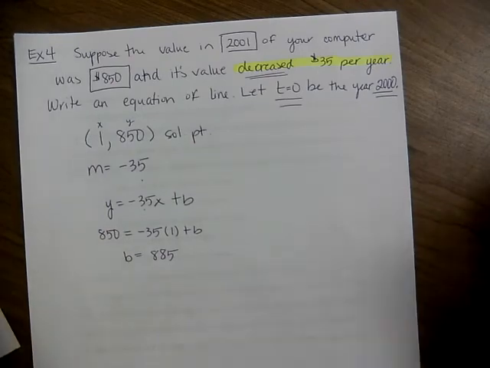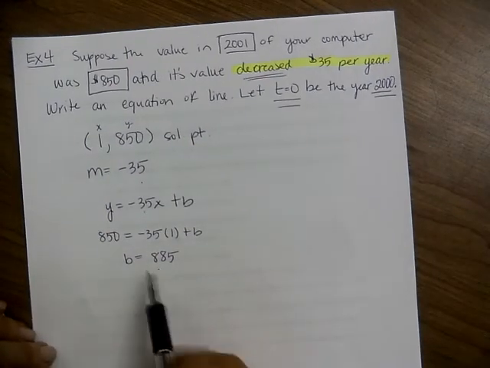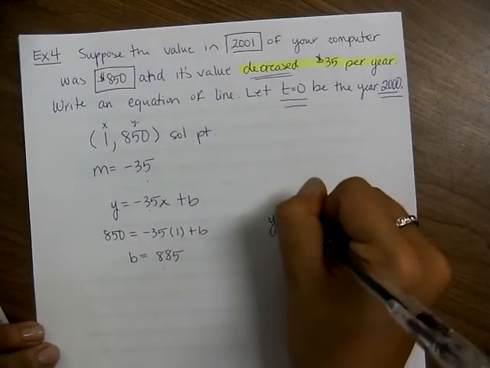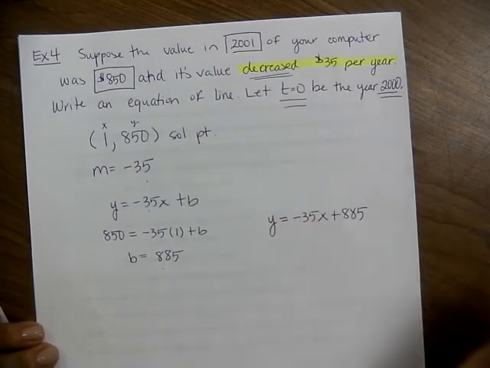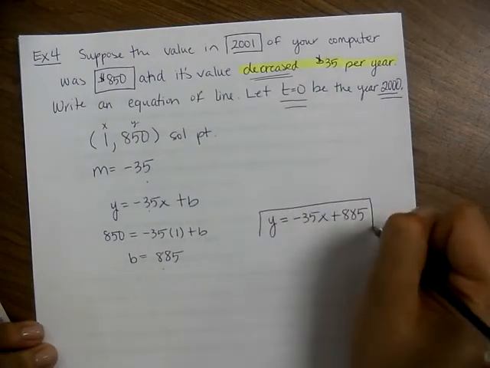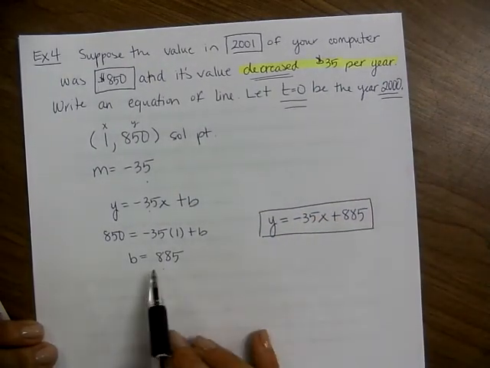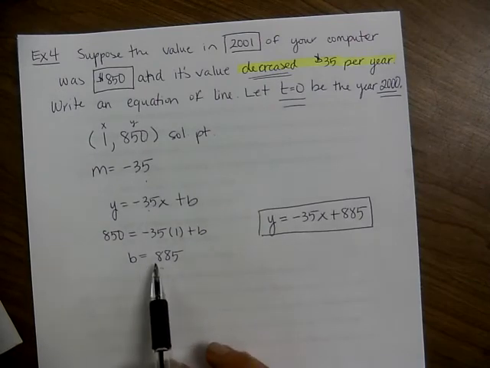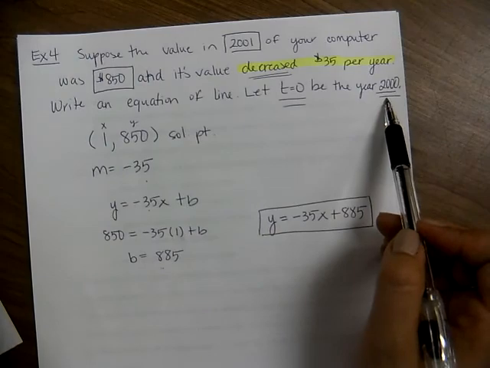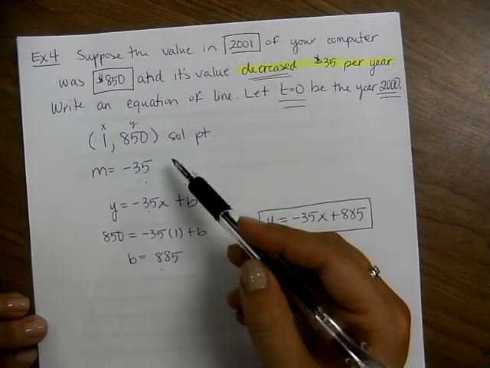Now this means a couple of things. First of all, I have enough information to write my equation. So y equals -35x plus 885 would be the model for this situation. I also know then that the computer was worth $885 when I purchased it, because the year 2000 was 1 year prior. Now, this question was pretty easy.